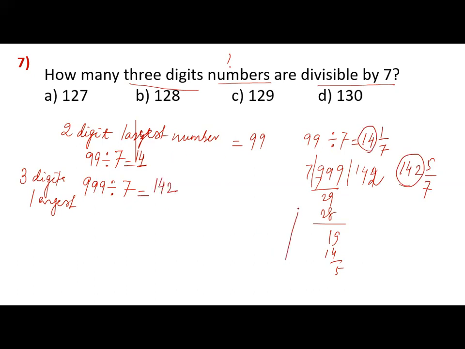So up to 999, I'm getting 142. Up to 99, I'm getting 14. So how many will be there from 100 to 999? It will be 142 minus 14. That is 128. So 128 numbers are divisible by 7.